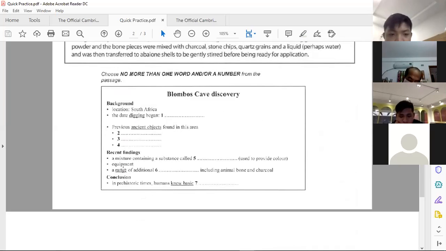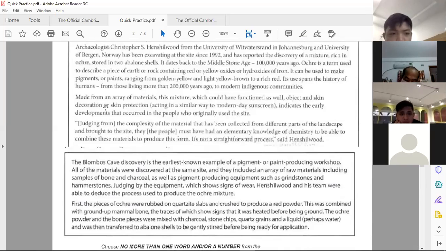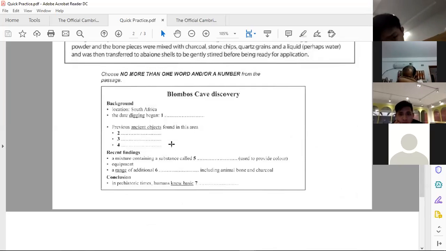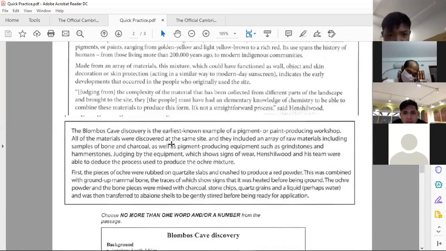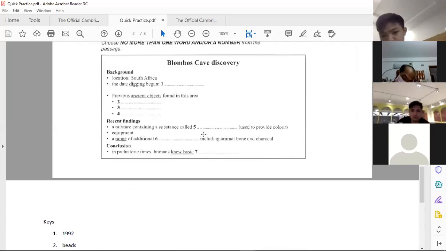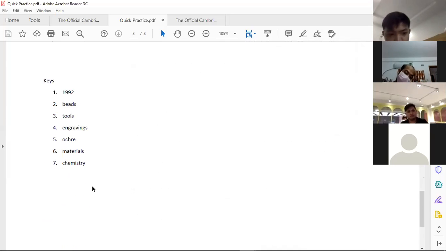Next, a range of additional. We know a range means an array of. An array of what? Yes, materials. Very easy right here. And last one, in previous historic times, humans knew basic, so had an elementary knowledge of chemistry. Very good. So that's how you complete table completion. I'll upload this to my class, don't worry, and here's the answer key.